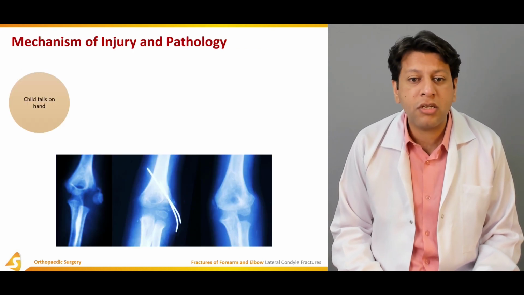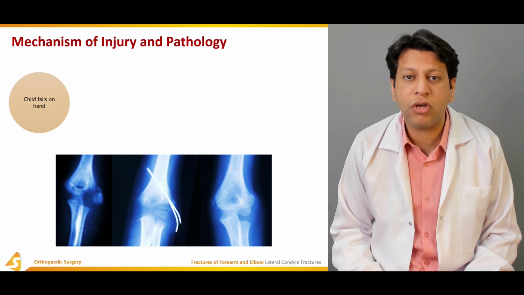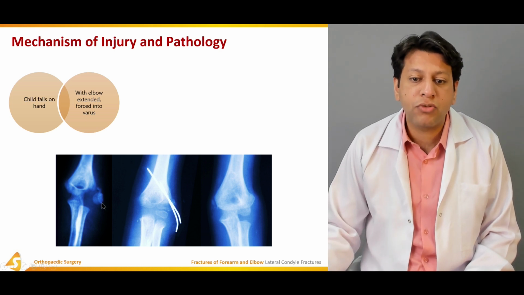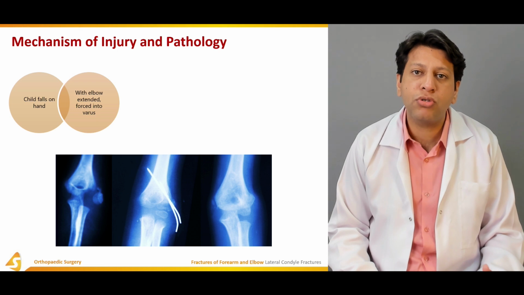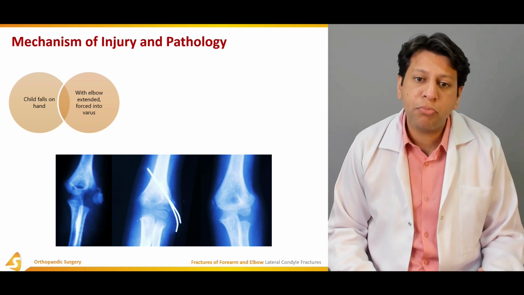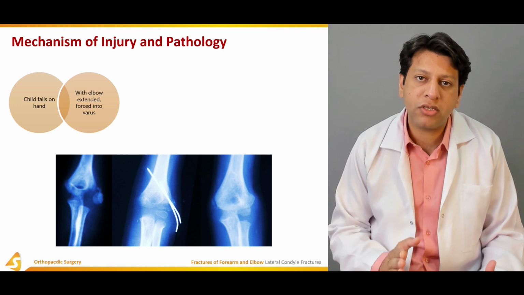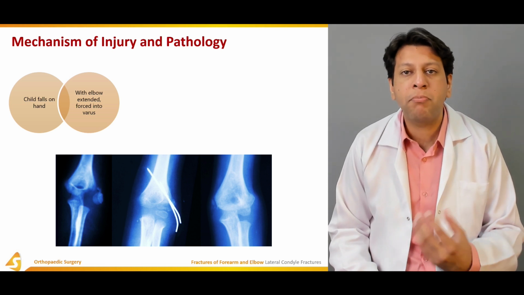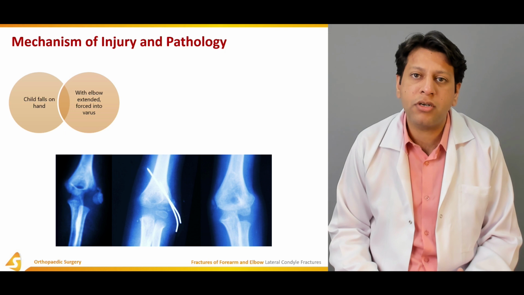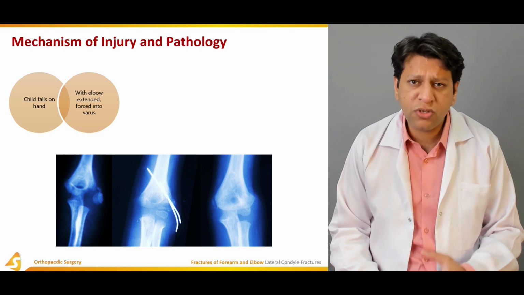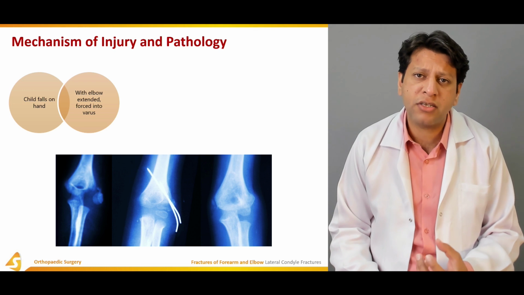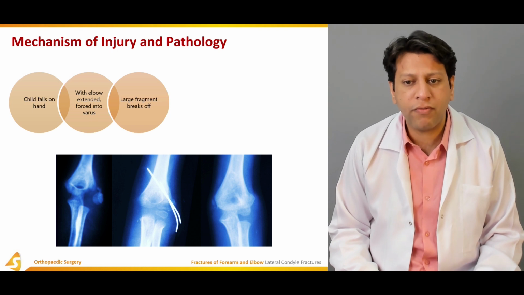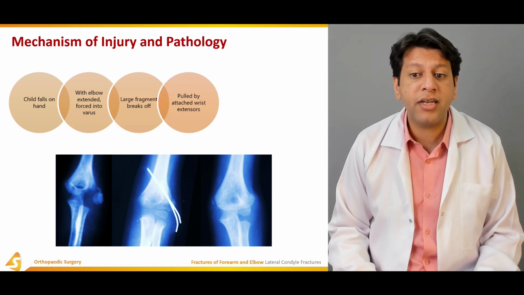Now, coming to the mechanism of injury and pathology, usually the most common is a child falls on the outstretched hand with the elbow extended and the elbow is forced into varus. Because of the varus, there are actually two theories, called the push-off theory and the pull-off theory. The push-off theory dictates that when the varus stress is applied, this results in breaking off or shearing off of the lateral condyle. While the pull-off theory states that as there is an extensor component attached to the lateral condyle, when it breaks away, this extensor complex retracts the lateral fragment, leading to increased displacement. As I told you, it pulls by the attachment of the wrist extensors.